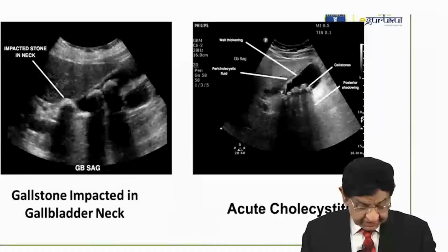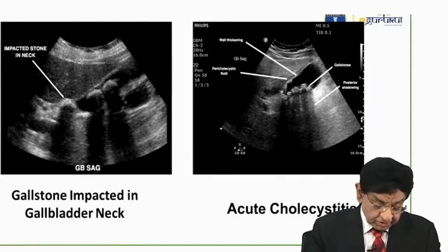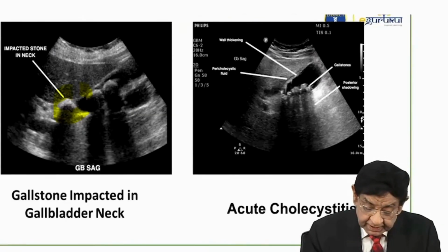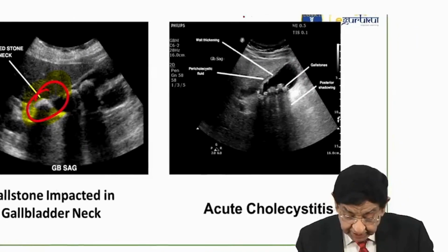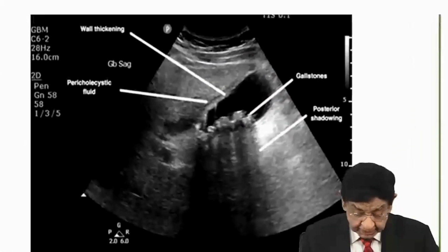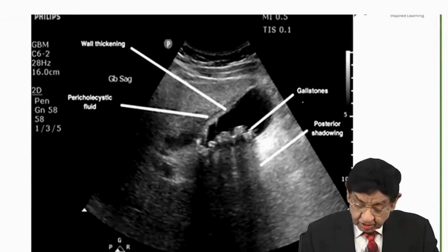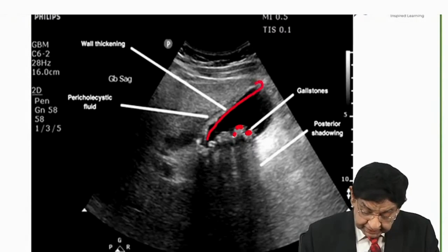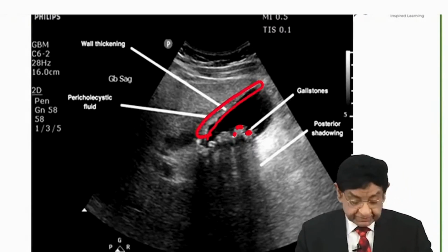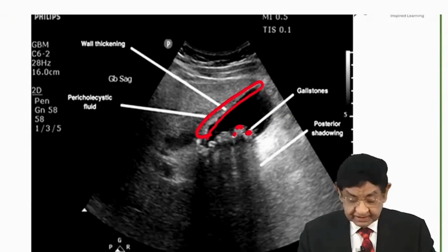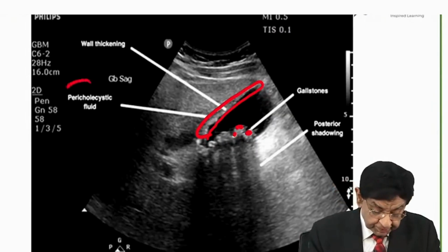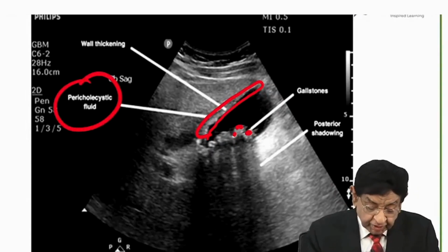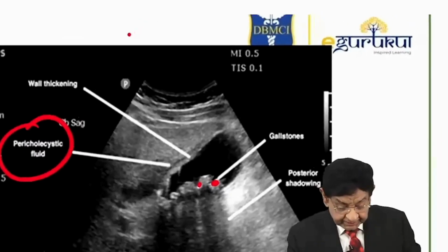So now you can see because there is a gallbladder stone impacted on the neck, and you can see acute cholecystitis. You can see gallstones. You can see the thickened wall of the gallbladder, which indicates cholecystitis, and there is a little bit of fluid also, pericholecystic fluid also, which you can see. Now you can see this black fluid is there.